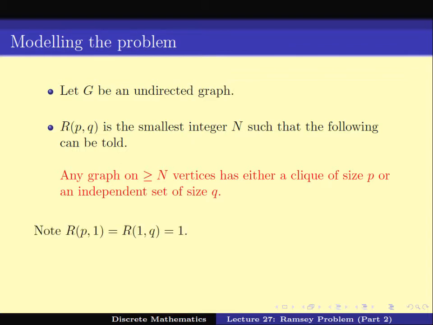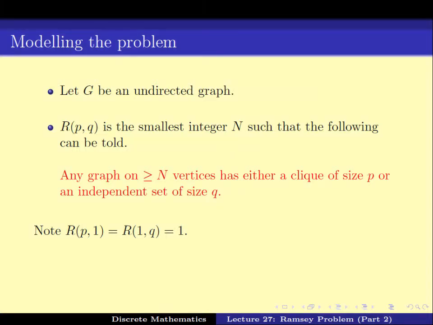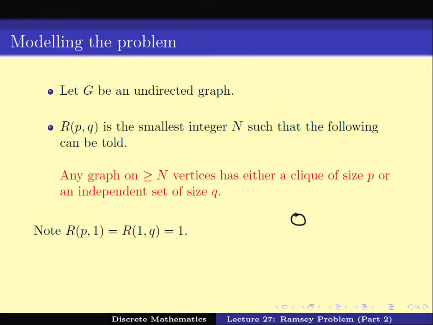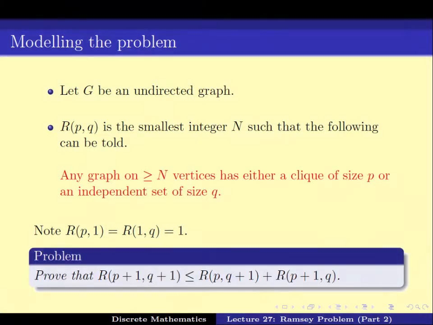And what do we have to prove? We note that R(p,1) equals R(1,p), which equals 1. Because if you are given just one vertex, then there exists one independent set, so it's R(p,1), and there is also one clique, so it's R(1,q). So this note is easy to see, and we have to prove that R(p+1, q+1) is less than R(p, q+1) plus R(p+1, q).